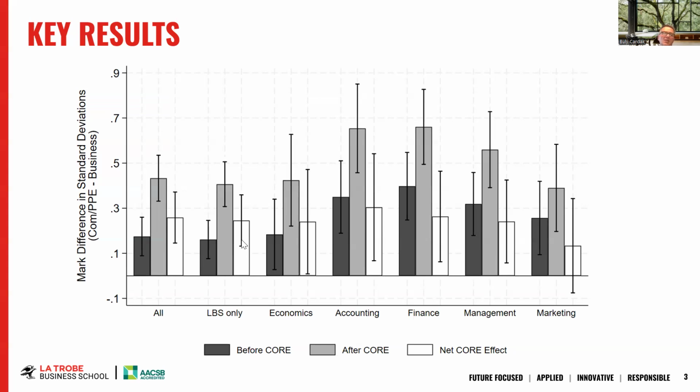Okay, and just to make it a little bit more concrete, we can look at the LBS only. So this is all subjects in the LBS, La Trobe Business School. We can see that the difference is about 0.25 standard deviations. The average mark for those subjects is about 59, with a standard deviation of about 17 for that average mark. So when we multiply it all out, we find that the mark has gone up from 59 to about 63. And that's a 7% increase in the average mark for all LBS subjects for the commerce PPE students after the introduction of this core economics subject.